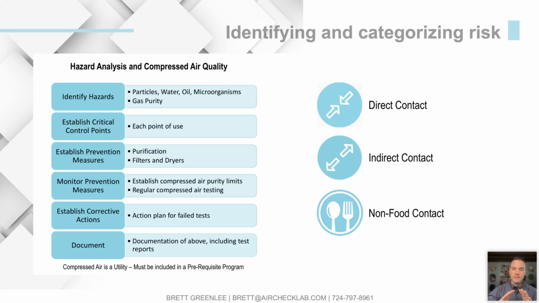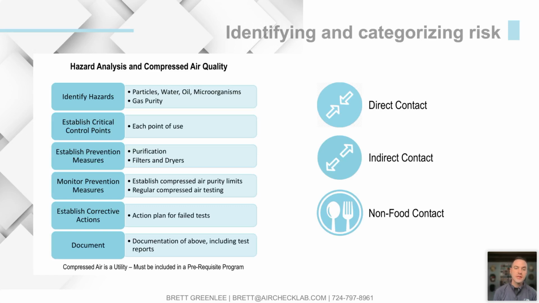Once you can get a view of your entire facility, you can start to break down which of these points of use, which of these critical points, have the highest risk: direct contact, indirect contact, or non-food. Then we can establish preventative measures for each of those points of risk, or potentially the entire system. Now, this is one area that I really wanted to focus on, leaning on our service providers.